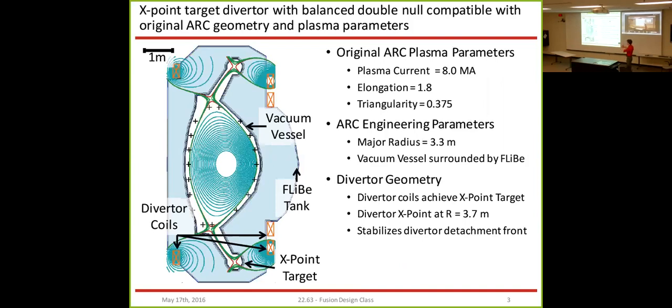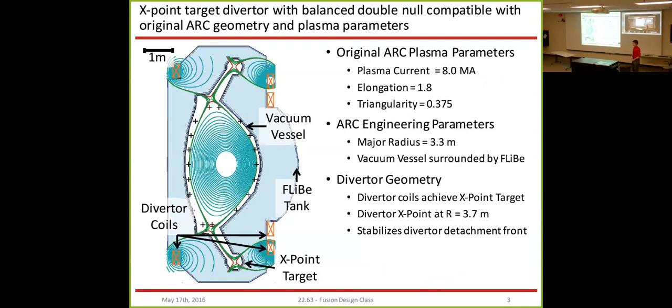This is just looking at one poloidal piece for those of you who aren't as familiar with tokamak engineering drawings. Just a quick reload, and this is about 1 meter up here just for a sense of scale. Diverter coils are both these upper and lower orange boxes here with X's. The vacuum vessel is in the center here. The FLiBe tank is out here with the light blue filling it in. And I can show you the balanced double null is represented by the upper and lower null in the magnetic field. And the X-point target is this second magnetic null in both of the diverters.